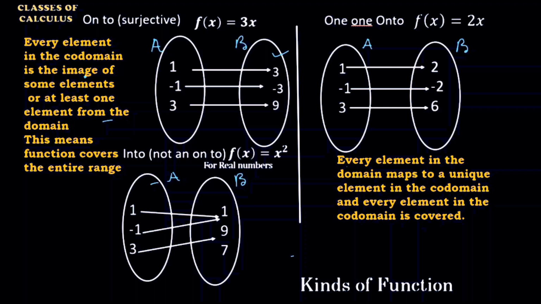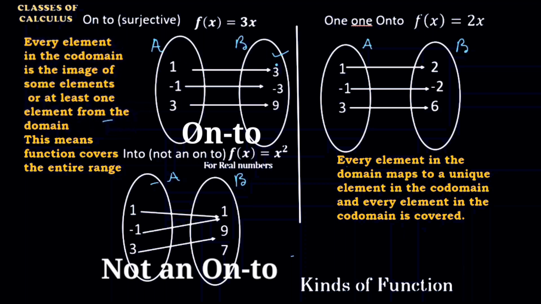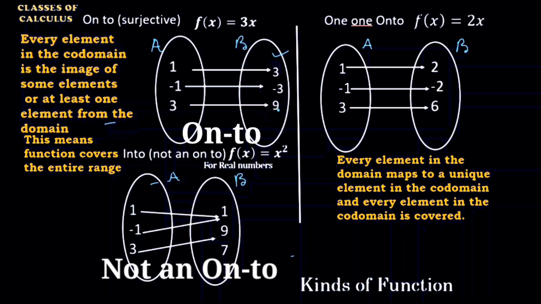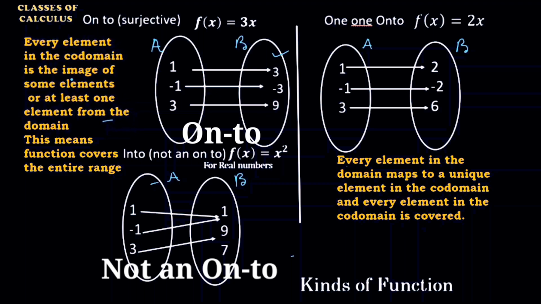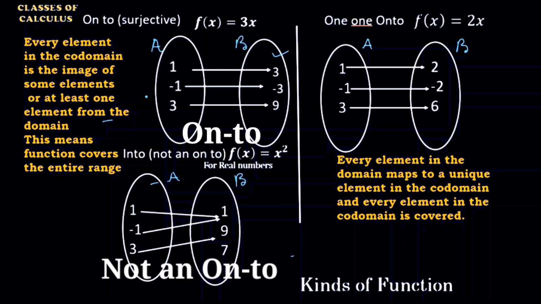Next, let's discuss the onto function, which is also known as the surjective function. A function f(x) is an onto function if every element in the codomain is the image of at least one element from the domain. This means the function covers the entire range. In that case, it will be an onto function.